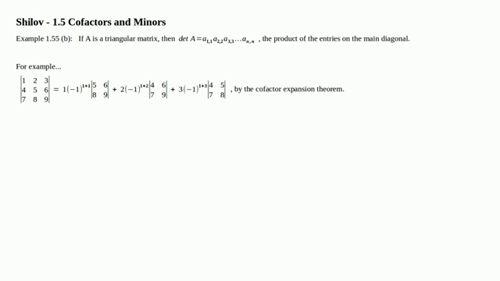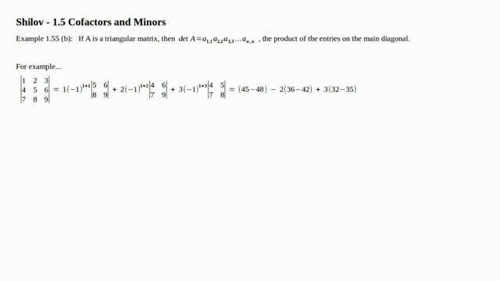So the first term in the sum is 1 times the cofactor that you get from deleting the first row and first column, plus 2 times the cofactor that you get from deleting the first row, second column, plus 3 times the cofactor that you get from deleting the first row and the third column. That's just by the cofactor expansion theorem. But that is equal to this, right?